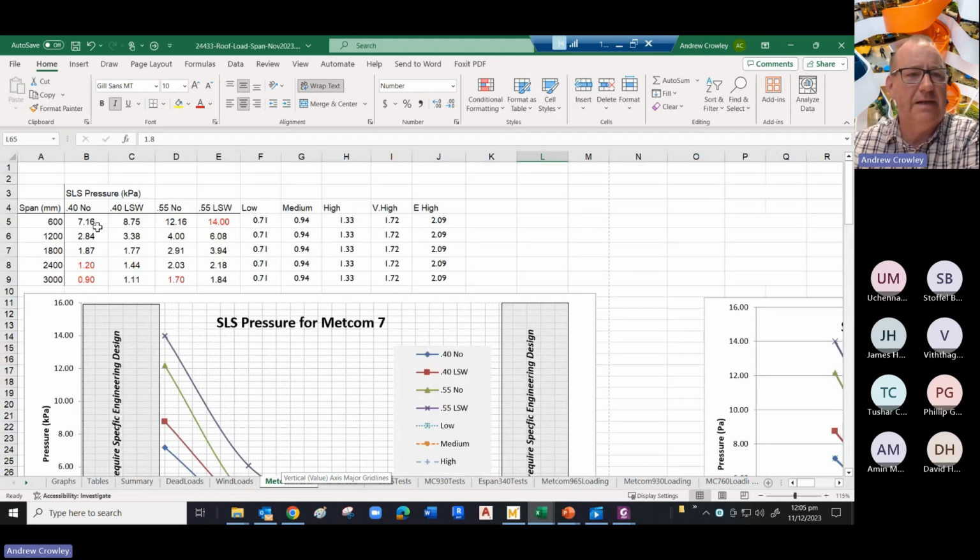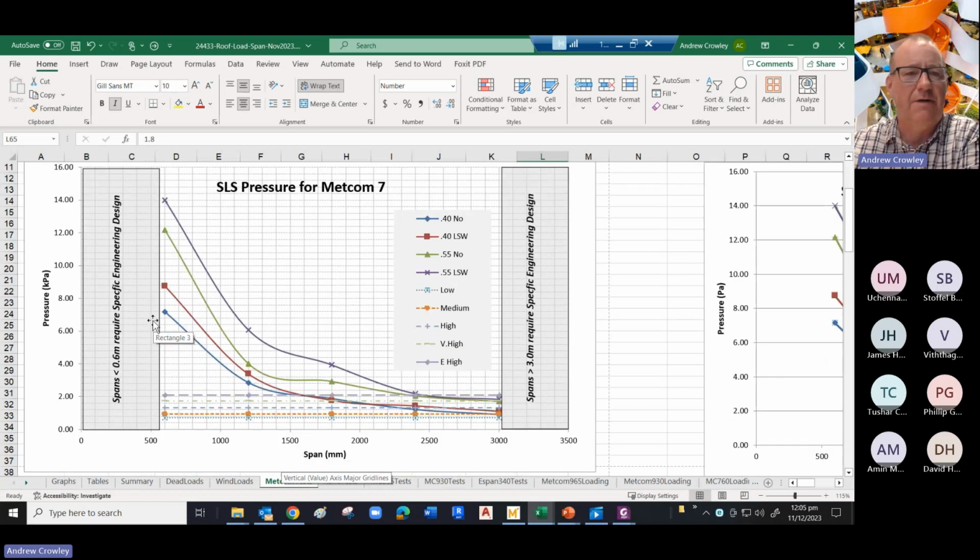Here are the SLS loads for the 4 different variations of Metcom. So it can be either 0.4 mil thick or 0.5 mil thick. And that can then be popped into a graph. This is one thing that Excel is good at, producing graphs and actually doing curve fitting. We can superimpose that onto the levels for high, medium and low wind as described by NZS 3604.